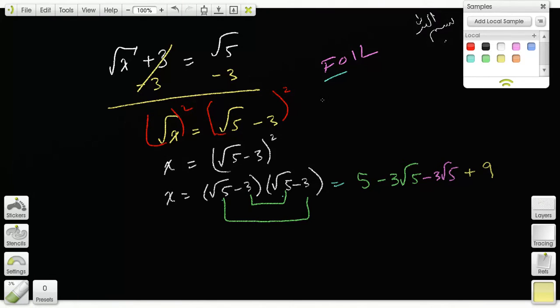Okay. You understand I'm doing FOIL? Yeah. Okay. Oh yeah, this is a squared minus 2ab plus b squared. It is, yes, but I'm doing it the long way.